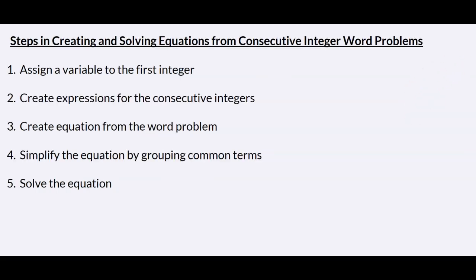So now, how would you go about creating and solving equations from consecutive integer word problems? The first thing you're going to do is identify your first integer and assign that integer a variable. The next thing is to create expressions for the consecutive integers, and then create an equation from the word problem. Simplify the equation by grouping common terms, as you normally would when solving equations. And then we're going to solve the equation. Now let's look at some examples together so we can put this into practice.